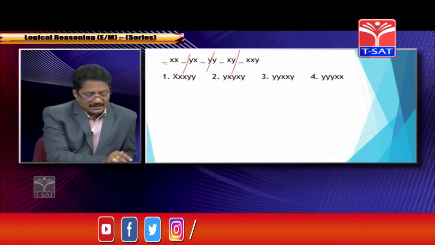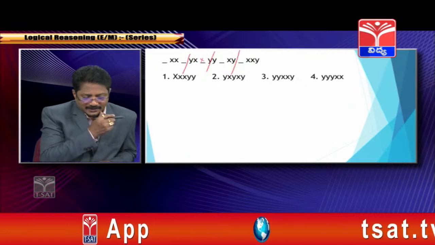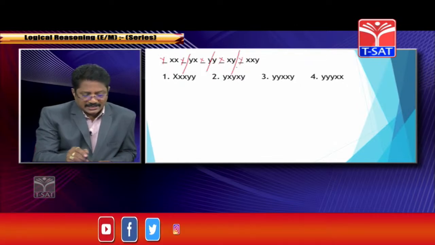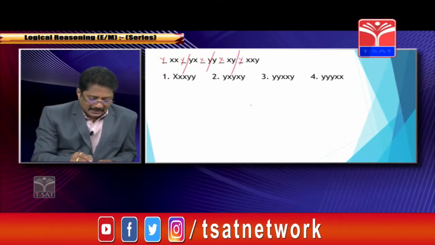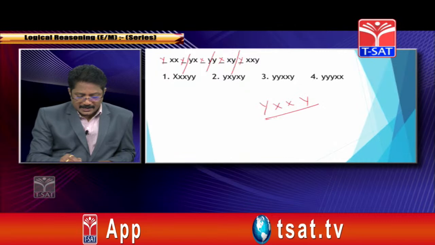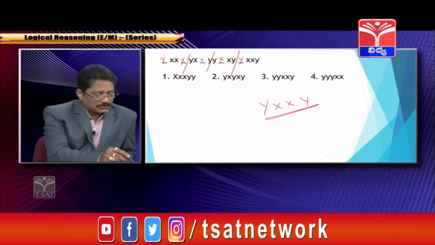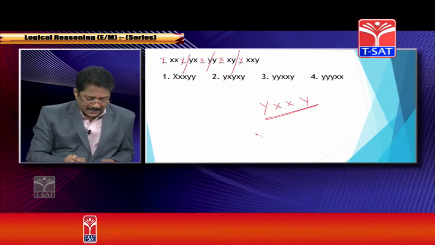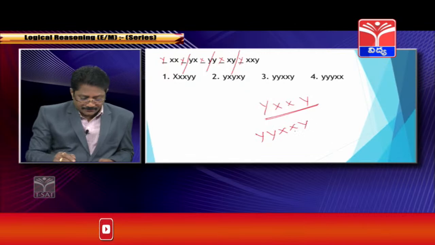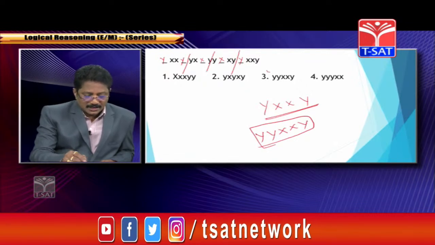So when you write it out and divide it into groups, what is the common pattern you are observing? Correct? This is a common pattern; you observe it in every group. So it's very clear. What are the letters in each position? The first one is Y, the second one is Y, the third one is X, the fourth one is X, and the fifth one is Y. That is the answer, which means option 3 is correct.